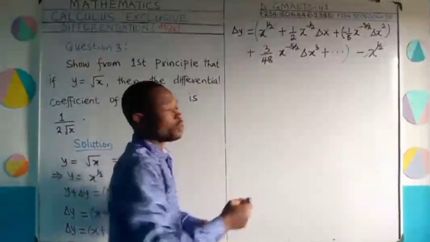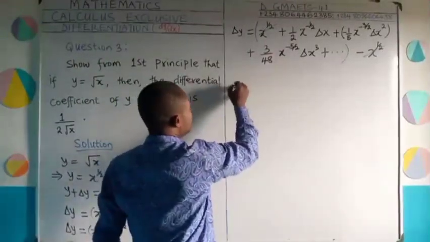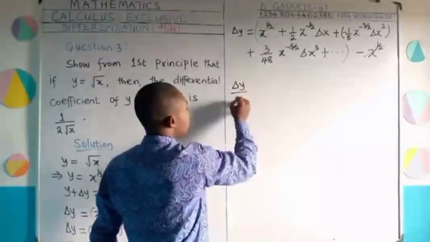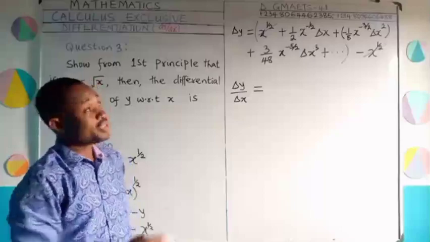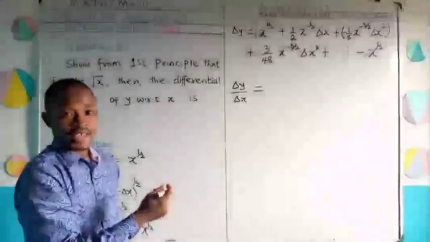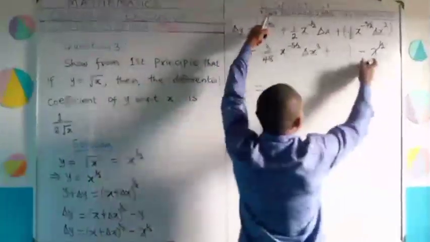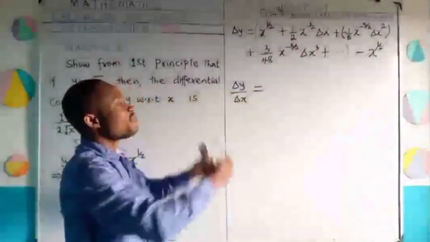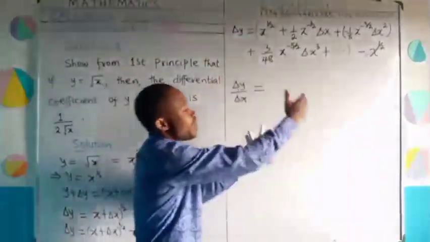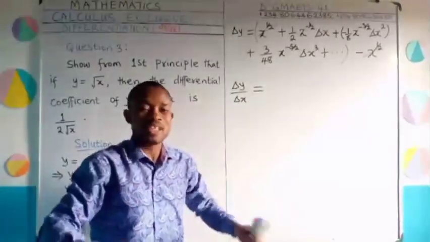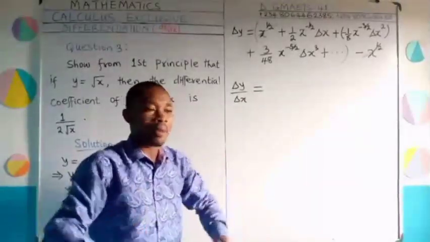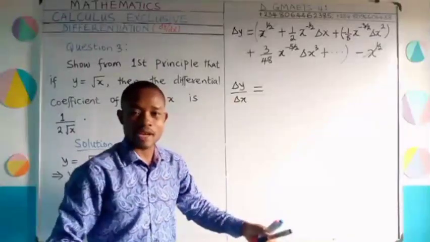Now, I will divide through by delta x. Dividing through by delta x, I'll have delta y over delta x equal to, are you there? You see, I am done simplifying, and I noticed that some like terms had to cancel out. At every point where you are done simplifying the right hand side, cancel out like terms that have to be cancelled. The next thing you do is to divide through by delta, whatever the independent variable is.